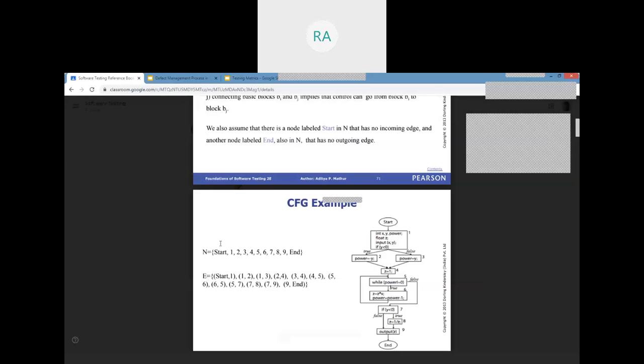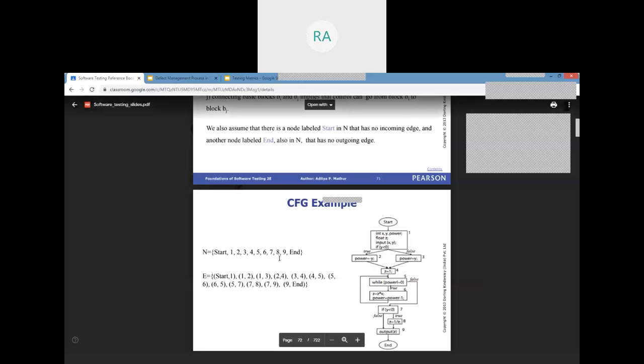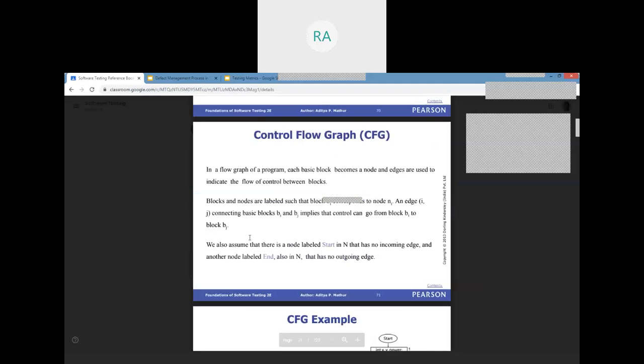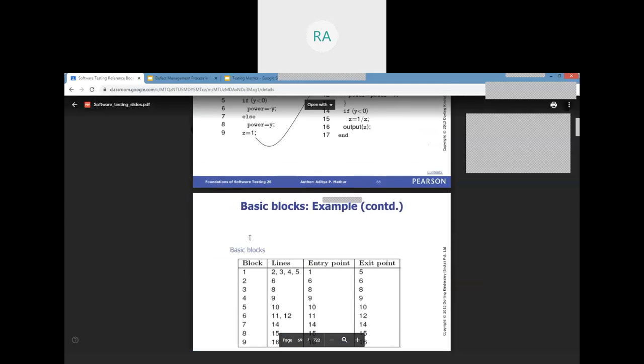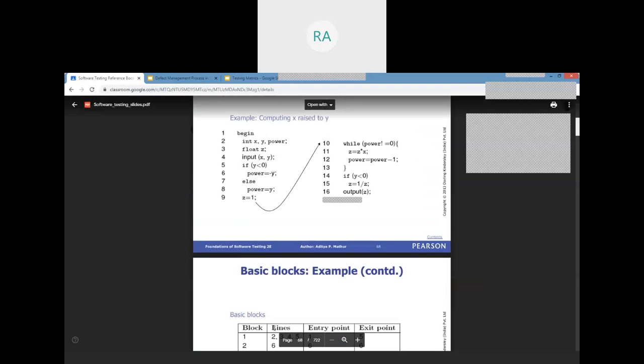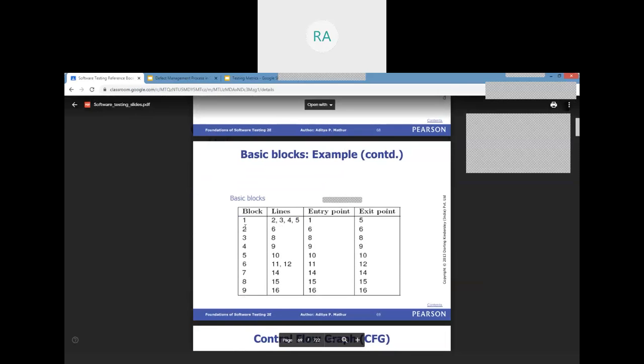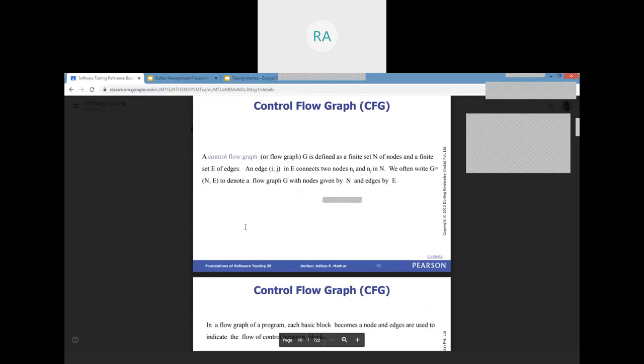Here, from the starting point, I am connecting to 1. That is basic block number 1. These are not line numbers. Please remember, these are basic blocks. From the starting node, I am moving to the first block. From the first block, I am moving to the second block. You have to refer to this code.